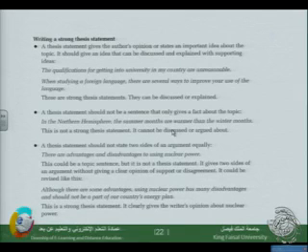Point number 3. A thesis statement should not state 2 sides of an argument equally. For example, look at this example right here. There are advantages and disadvantages to using nuclear power. This could be a topic sentence, but it is not a thesis statement. It gives 2 sides of an argument without giving a clear opinion of support or disagreement. It could not be a thesis statement.